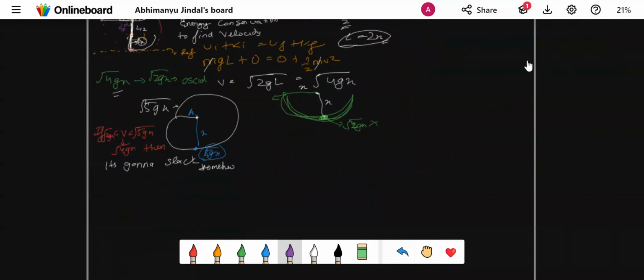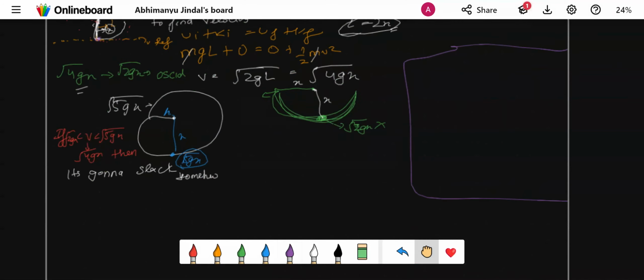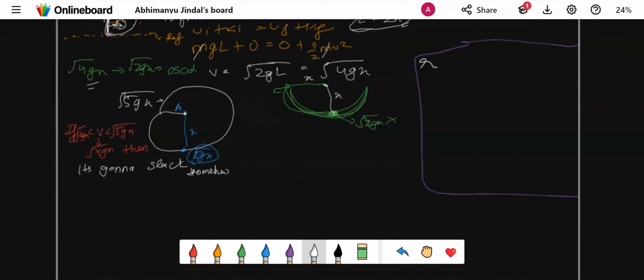Just some important data which I want to note down is that the radius is L minus x. The velocity is root 2gL, or root 4gx, wherein x equals L by 2.